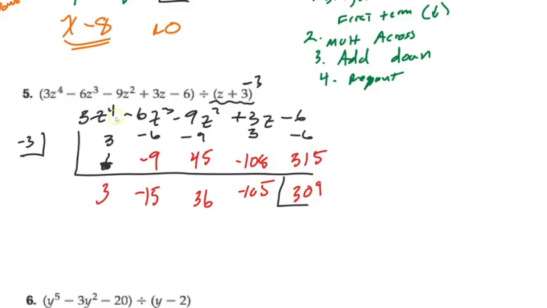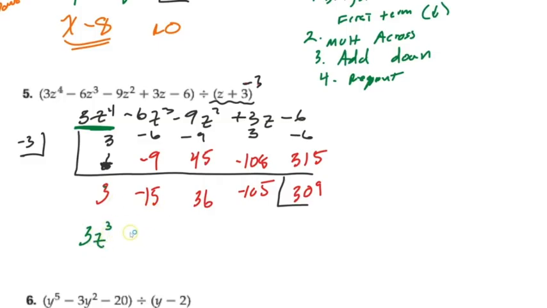We have that. Just bring the first one down, multiply across, add down. A lot of people try to subtract. Just add. Easy operation. Add, multiply across, add, multiply across, add. Now, remember the rule is it's always 1 power less. This is z to the 4th, so this must be 3z cubed. Then you just go down in order.